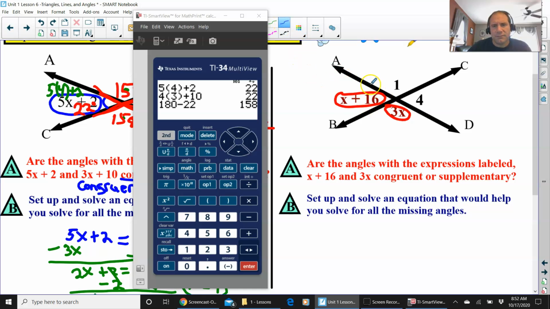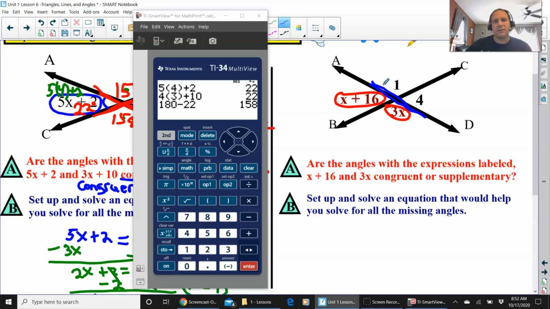That is along a straight line. The first question that they ask you is, are the angles with the expressions labeled x plus 16 and 3x congruent or supplementary? If they're congruent, that means you think that in this case they would be vertical angles and that they're equal to each other, that they're exactly the same. If you think they're supplementary, you think they're part of a straight line that equals 180 degrees. Two or more angles that equal 180 degrees, those are supplementary.